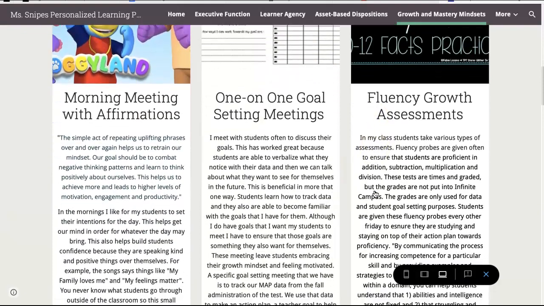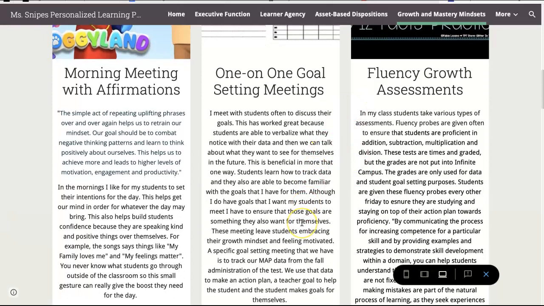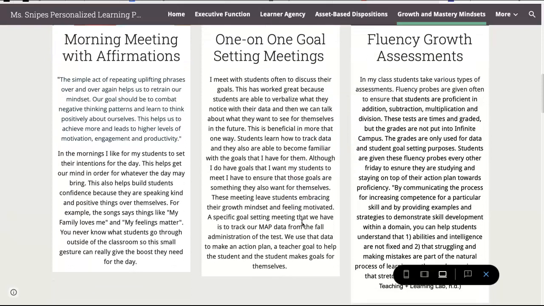We do a lot of one-on-one goal setting meetings in my classroom as well. I often meet with students to discuss their goals. It's not just about what I want for you or what state standards want for you, but also what do you want for yourself. This has been really great for me because it allows students to verbalize what they notice about their data, and it puts them in an ownership role.